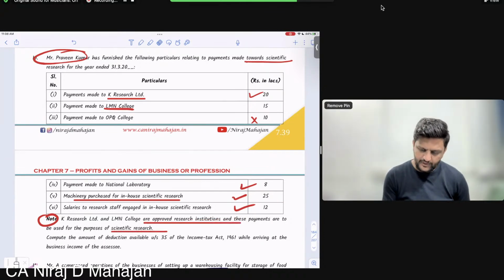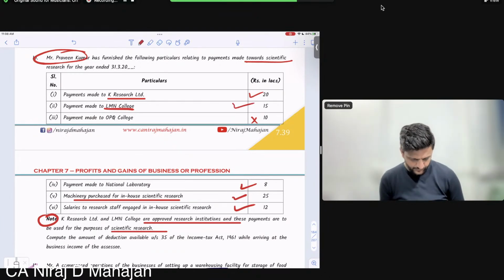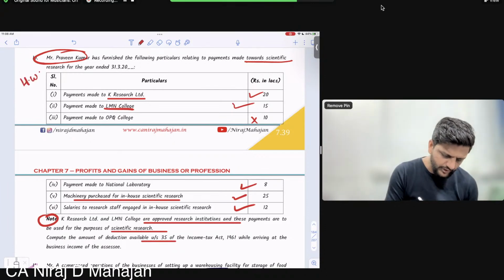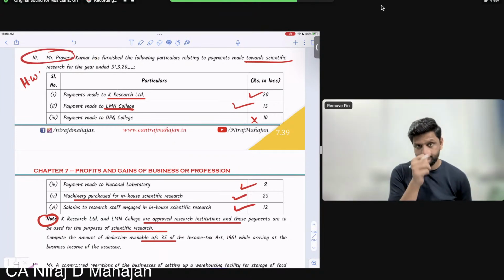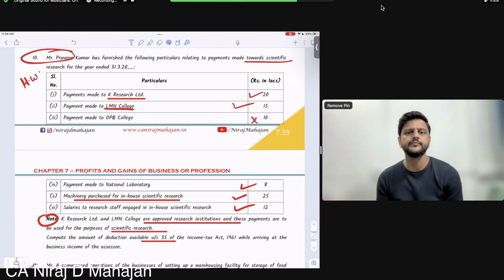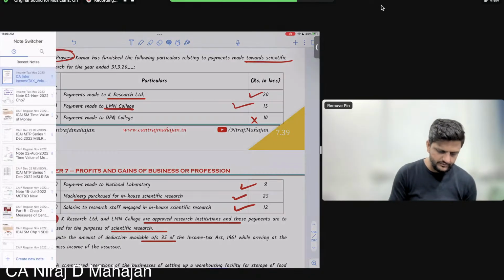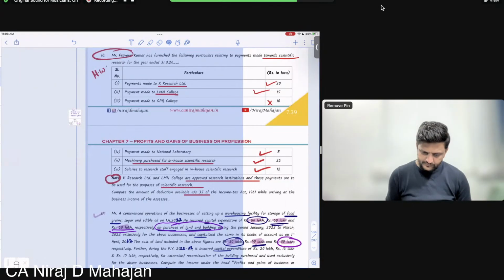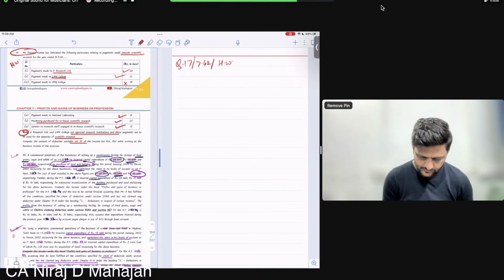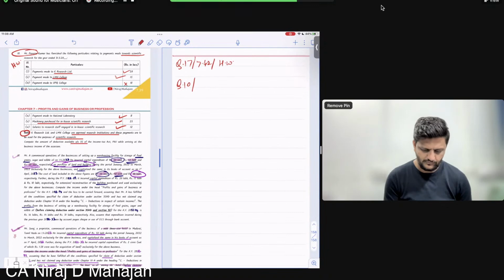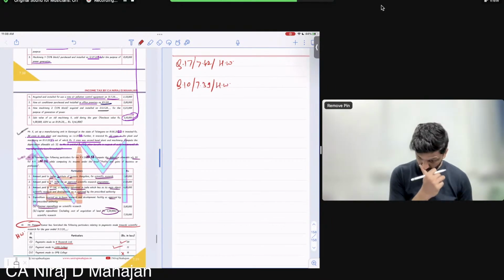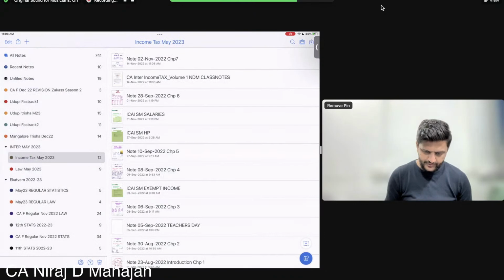Okay? Yes, everybody. Compute the deduction available under section 35. Homework. Now here, like I said, children, it doesn't make any kind of difference at all, because everything is 100% allowed or disallowed. Simple. Right? Question number 10 for homework. House property. Okay.